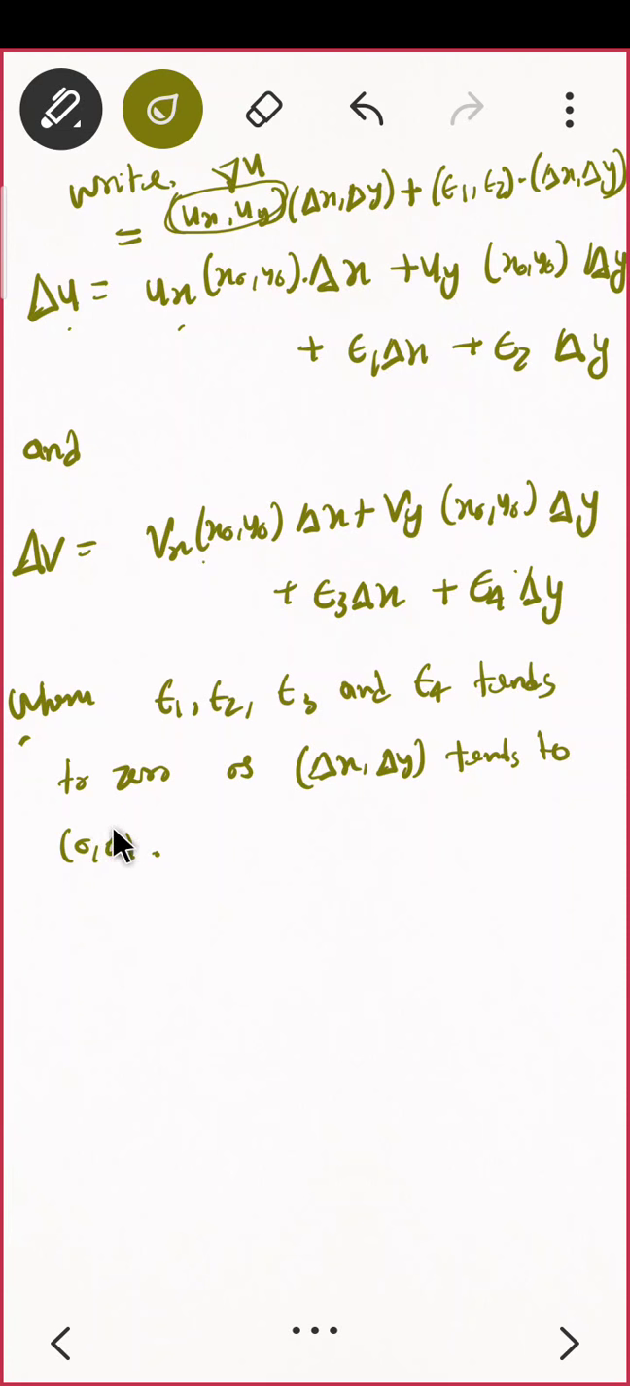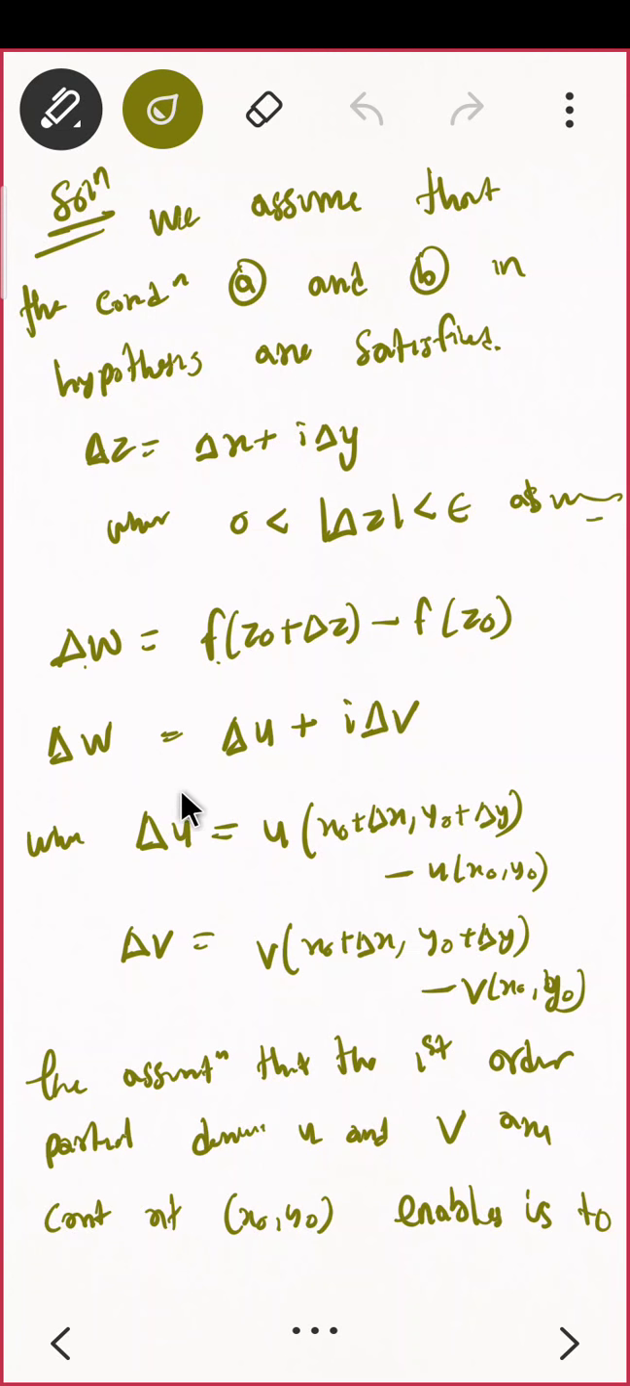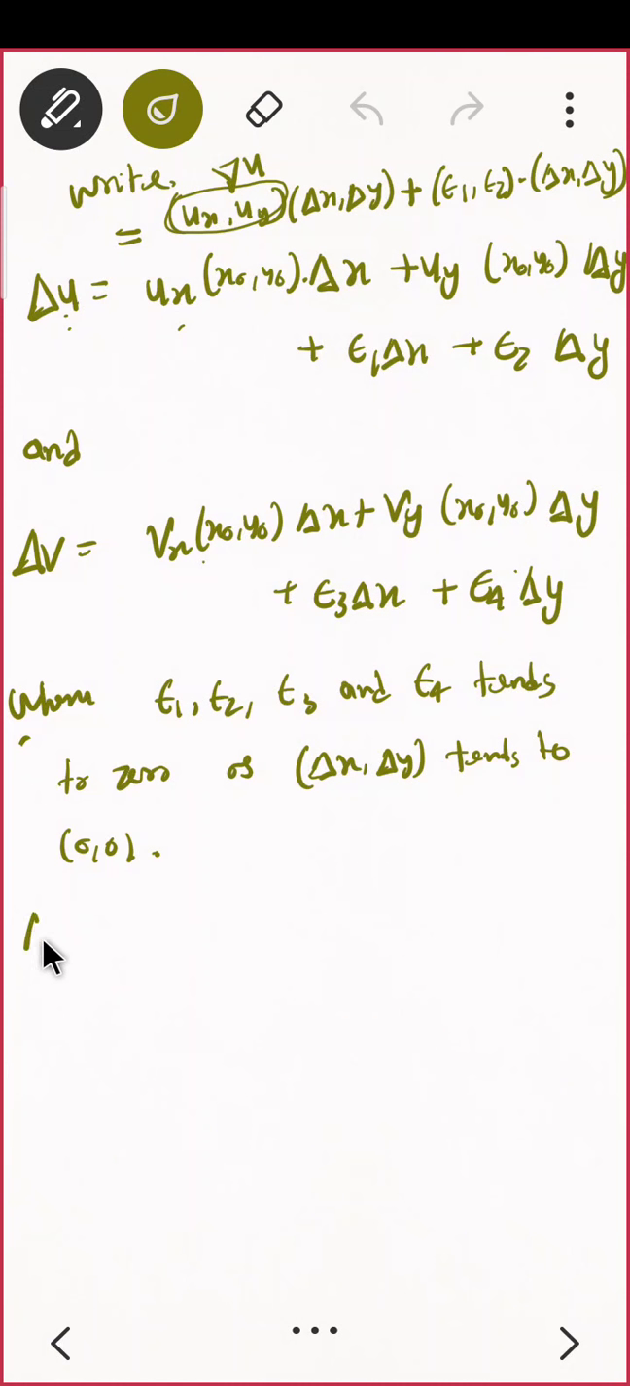Now that we have the values of delta u and delta v, can I substitute them here in delta w? What is my delta w? Delta u plus i delta v. So can I substitute? What will my delta w be now? It will be this plus i times this, correct? So let me quickly write it, taking the real part together and the imaginary part together. Okay, so this is my real part and this is my imaginary part, so I don't have any trouble here. I'll just write this first.